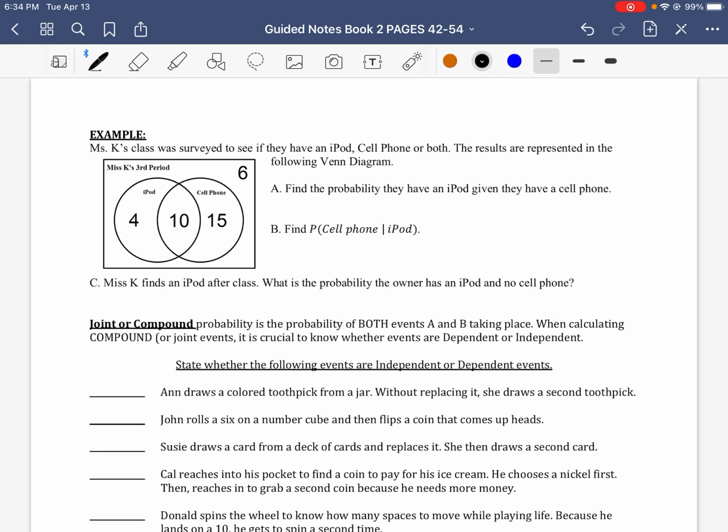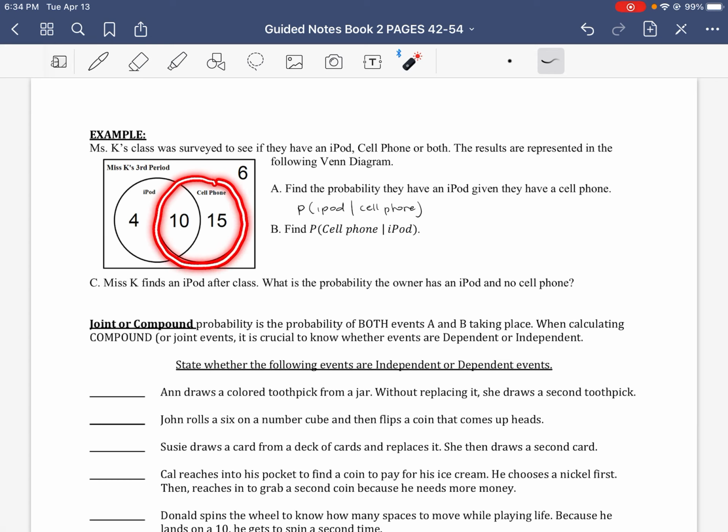This says Miss K's class was surveyed to see if they have an iPod, cell phone, or both. The results are represented in the diagram. So find the probability the student has an iPod given they have a cell phone. So again, I'm going to write this out. iPod given they have a cell phone. Now remember, the given restricts you to a part of the data. So in a Venn diagram, it's going to be parts of the sets. So the probability they have an iPod given they have a cell phone. So they have a cell phone.